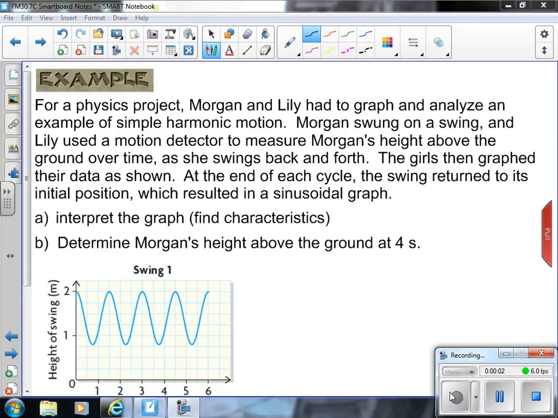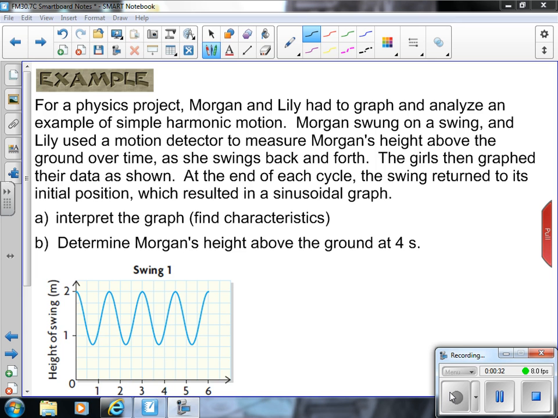For lesson 2, we're just going to look at some examples of situational problems using a sinusoidal graph to model the data. For a physics project, Morgan and Lily have to graph and analyze an example of simple harmonic motion. Morgan swung on a swing, and Lily used a motion detector to measure Morgan's height above the ground over time as she swings back and forth. The girls then graphed their data as shown.